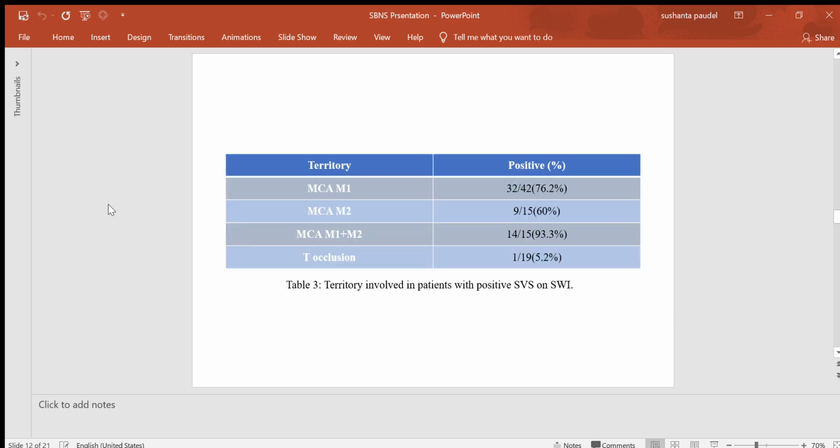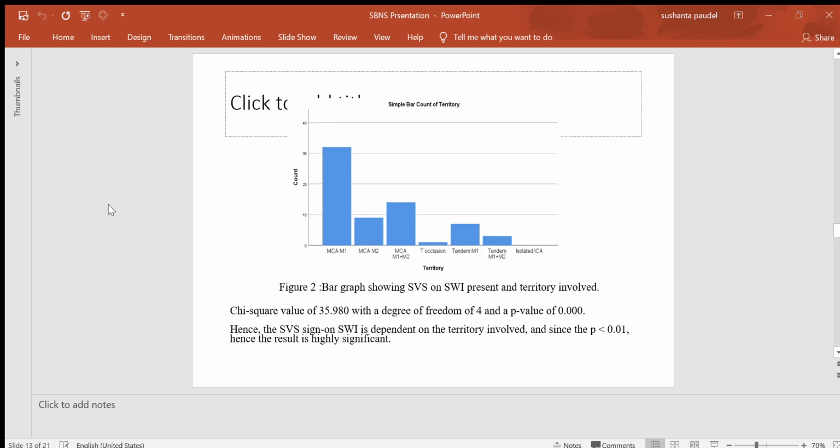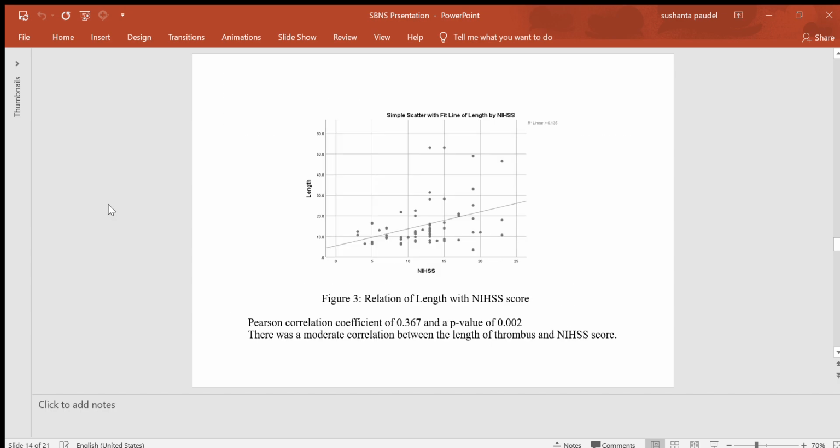This is the territory involved in the patients which had the positive SVS and the SWI, most commonly being the MCA territory, and this shows the value of the chi-square test being 35.980, resulting in a significant relation of SVS and SWI with the territory involved. And this was the Pearson correlation coefficient diagram, resulting in a moderate correlation between the length of the thrombus and the NIHSS score.